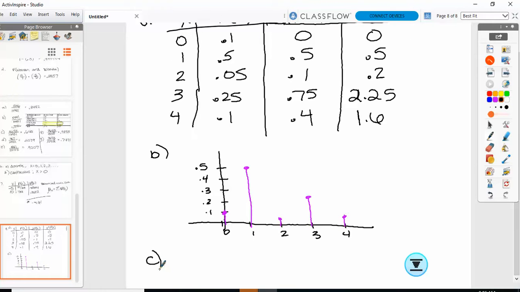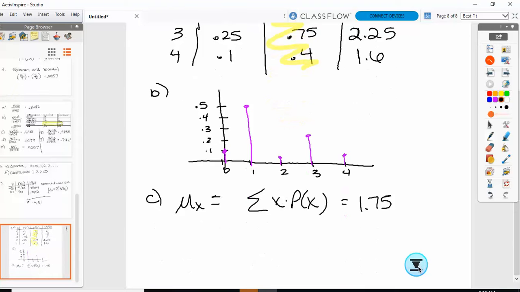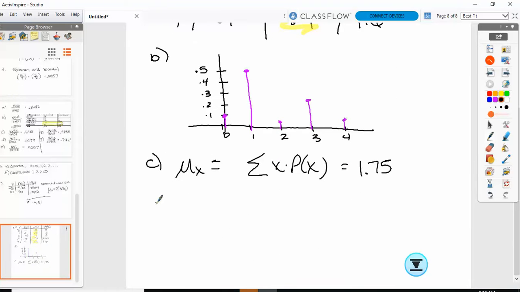So then the mean, if you look on your formula sheet, under probability distribution, so that is under chapter 6, the first bullet, it tells you the mean is the sum of x times p of x. So I already had you make the x p of x column. All you have to do is add those up, and we get 1.75.